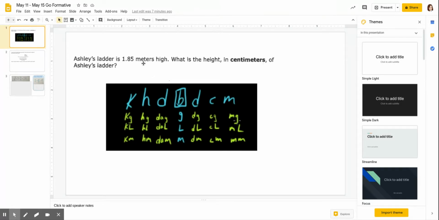So you're changing meters to centimeters. I can see meters is here and centimeters is here. This chart will just help you know how many places your decimal point has to move to the left or to the right. So count up how many places are between meters and centimeters, and then you can move your decimal point and get your answer.